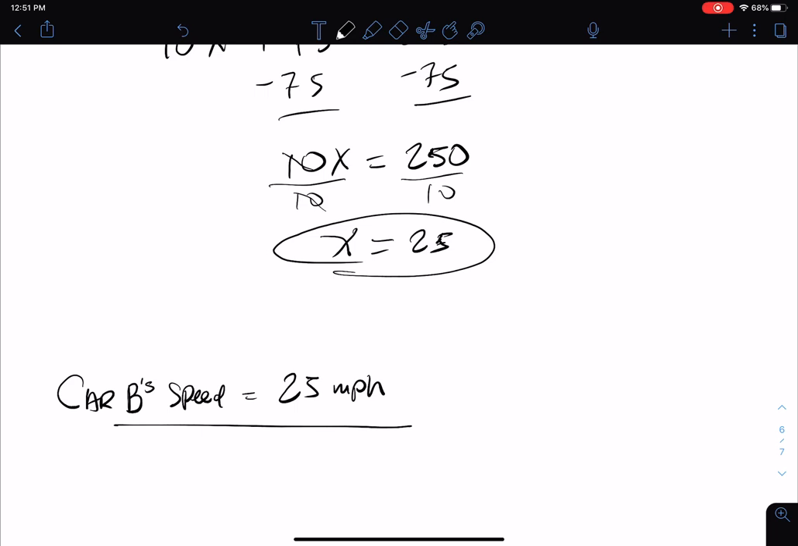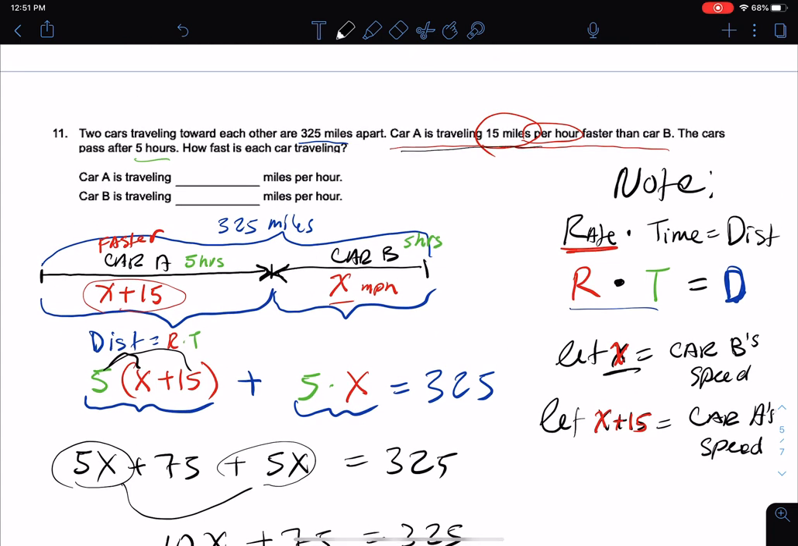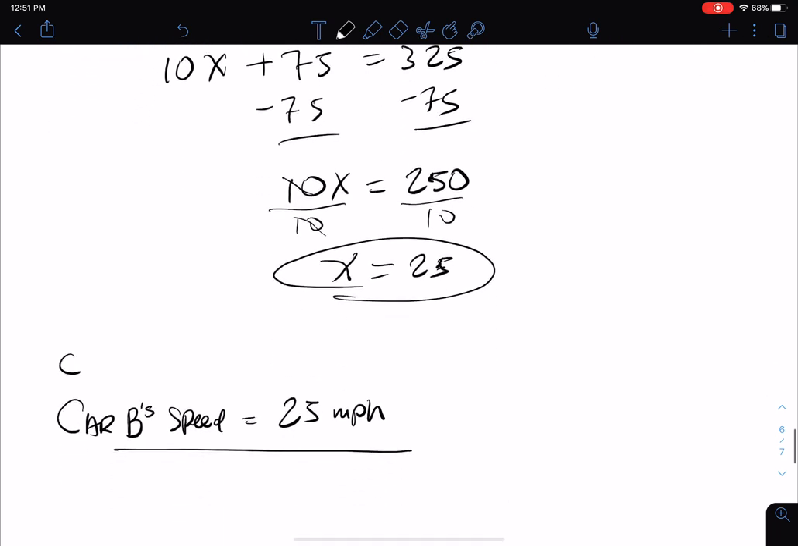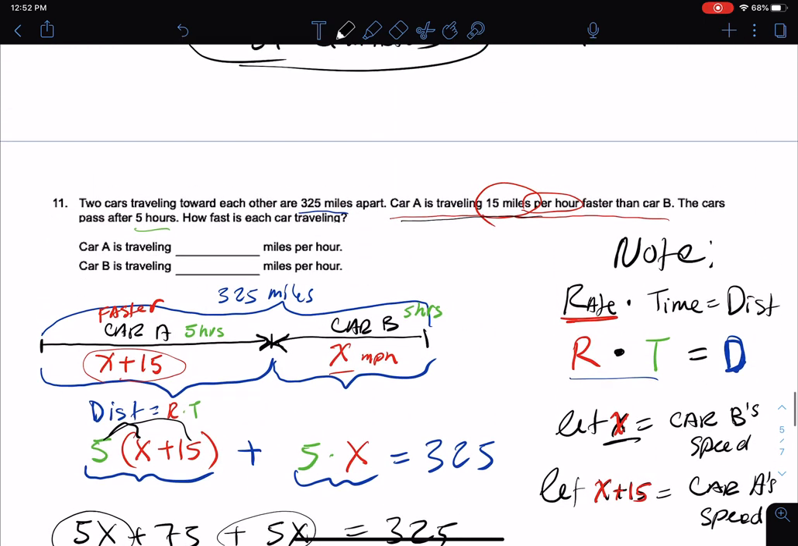Okay, car B's speed is 25 miles per hour. And we also realized back here, car A's speed, x plus 15, you could also see it here, car A's speed is 15 miles per hour faster. So we just add 15 to this, we will get car A's speed. 15 miles per hour faster would be 40 miles per hour. So, go back here. Car A's speed was 40 miles per hour, and car B's speed was 25 miles per hour.